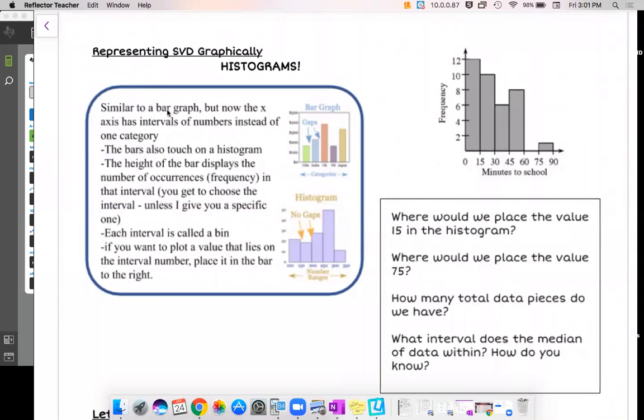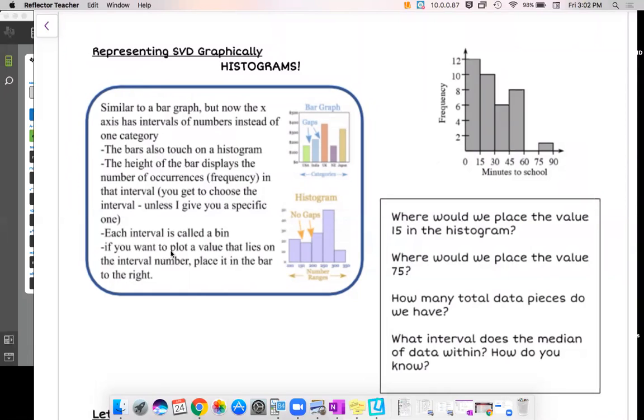So a histogram is similar to a bar graph, but now the x-axis has intervals of numbers instead of one category. So this would be like a bar graph over here, where each bar is representative of one thing, one category, like US, Japan, etc. Histograms have intervals. So the intervals go along the bottom up here. So I think this goes from like 100 to 150, 150 to 200, 200 to 250, etc. The height of the bar displays the number of occurrences or the frequency in that interval, and you get to choose the interval unless I give you a specific one.